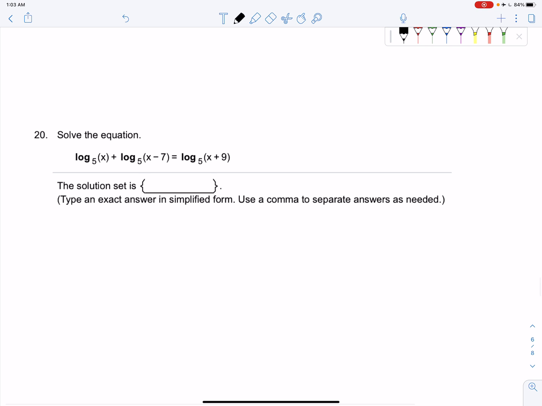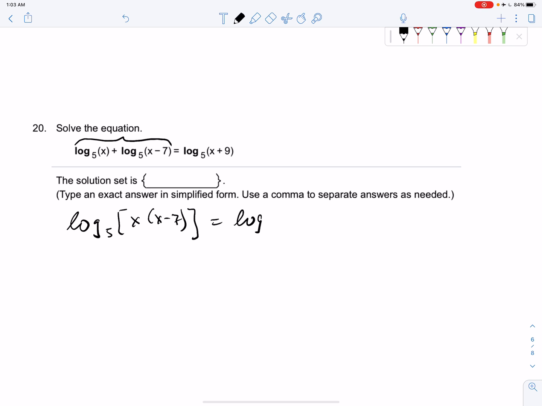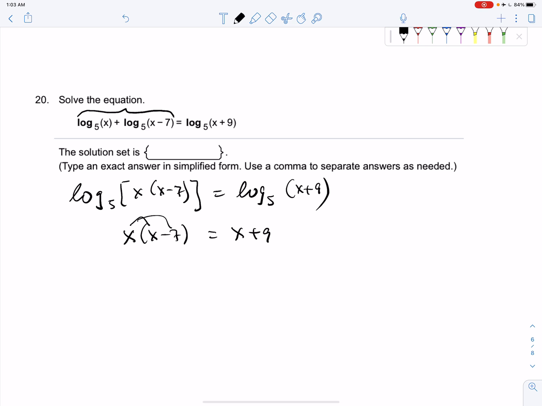Solve the equation. Okay, well, we're going to have to first use our property that the addition of two logs of the same base can be rewritten as log base 5 of x times x minus 7 equals log base 5 of x plus 9. Now, the one-to-one property says that since we have log base 5 on the left and right, the arguments are equal, so x times x minus 7 must equal x plus 9. We distribute our x, and we get x squared minus 7x equals x plus 9.